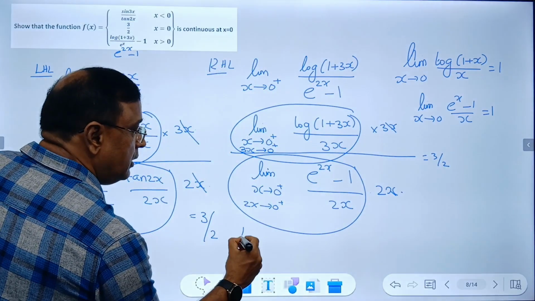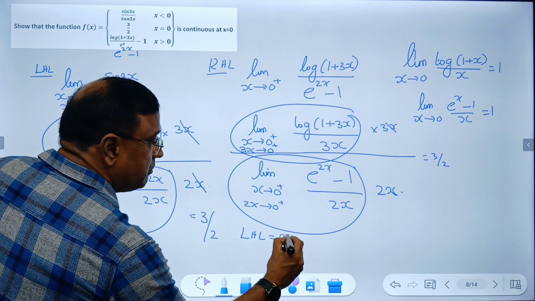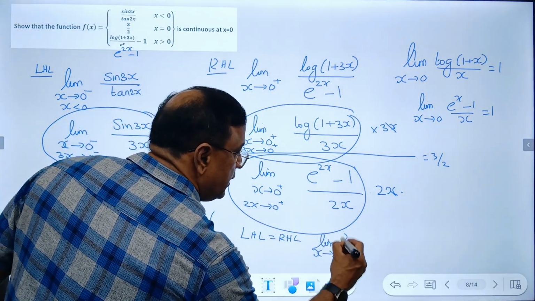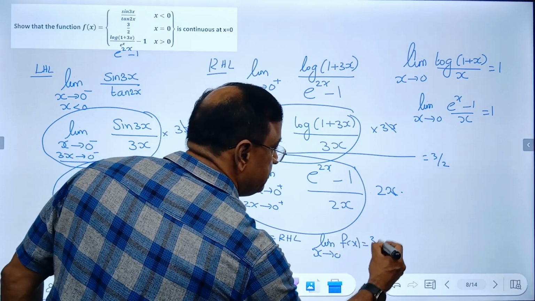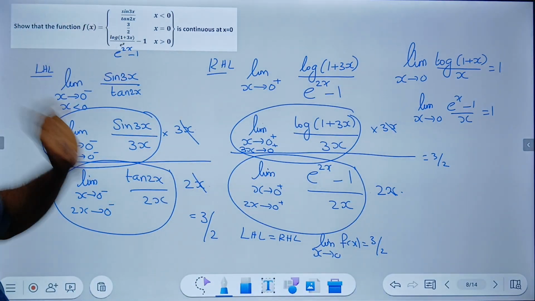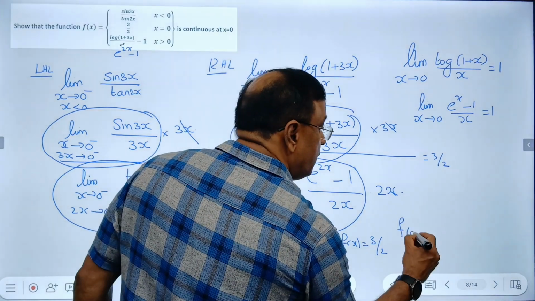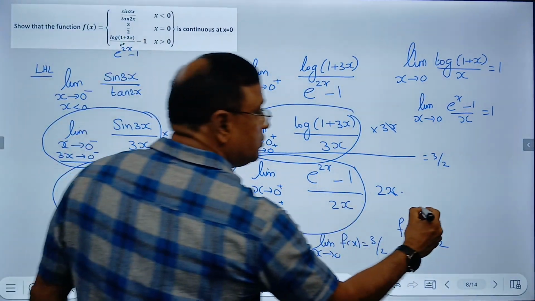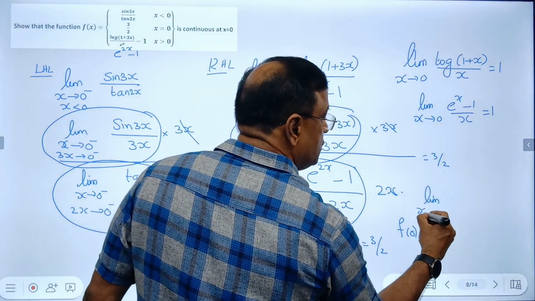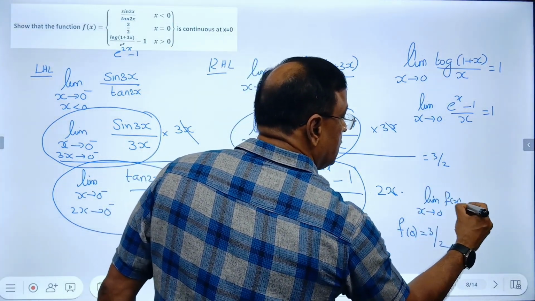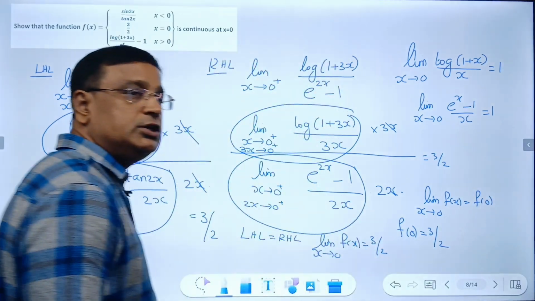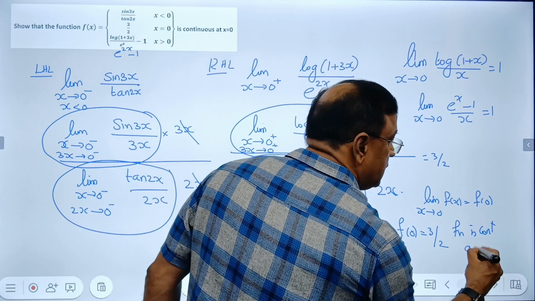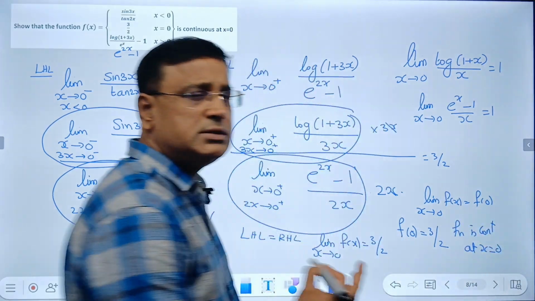So what do you know now? Left hand limit equal to right hand limit. That means limit x approaches 0, f of x is 3 by 2. Limit exists. Now what is f of 0? f of 0 is also given as 3 by 2. Can you see it? Therefore, limit x approaches 0, f of x equal to f of 0. So it satisfies the condition. Therefore, the function is continuous at x equal to 0. Very simple, very beautiful sum.